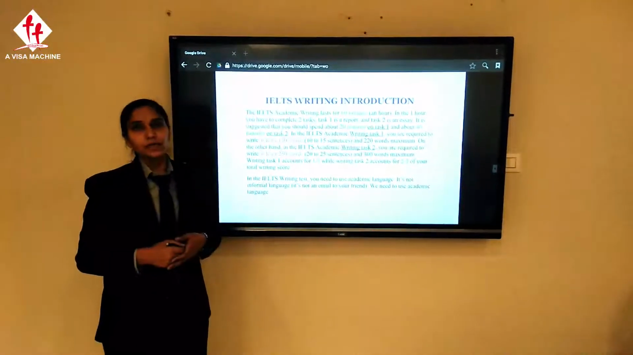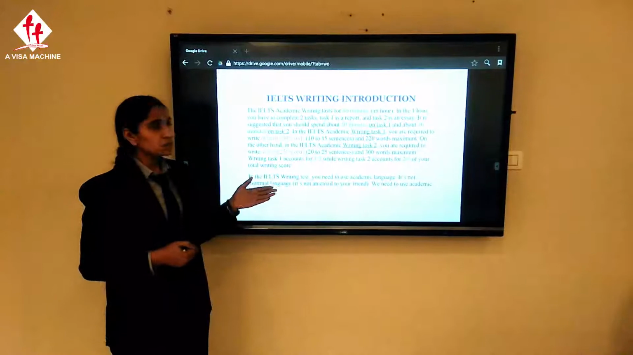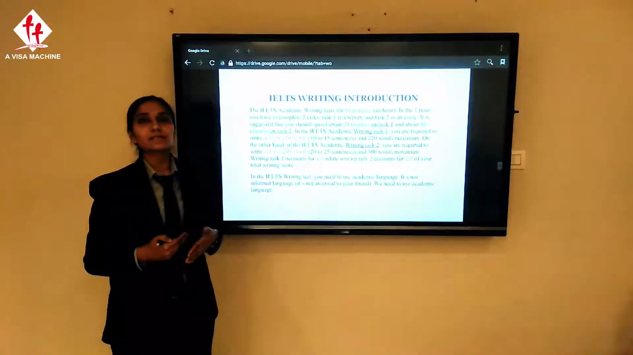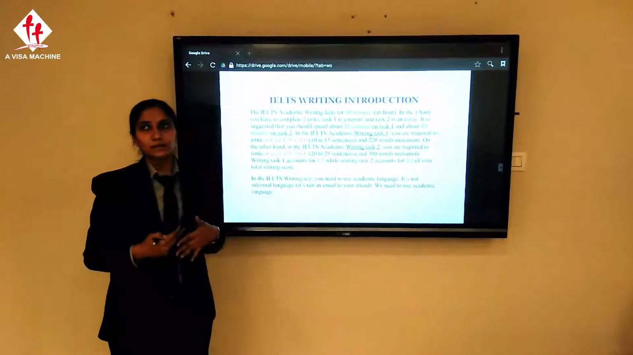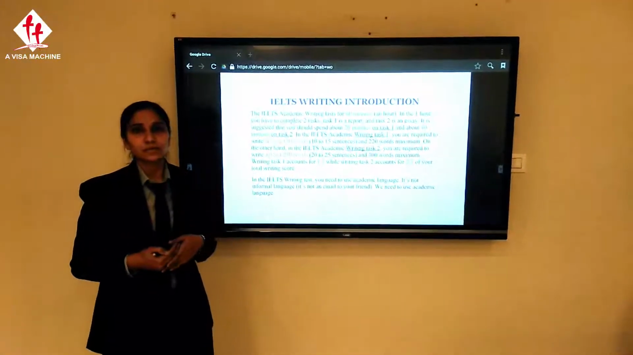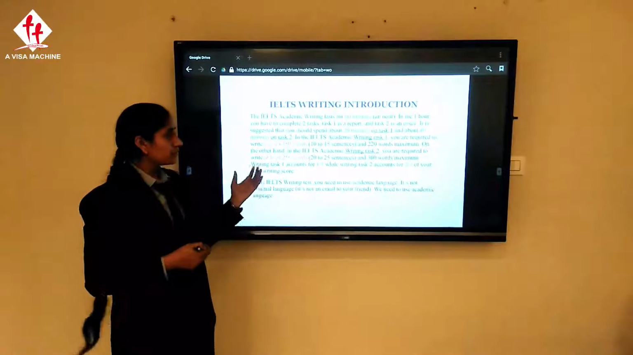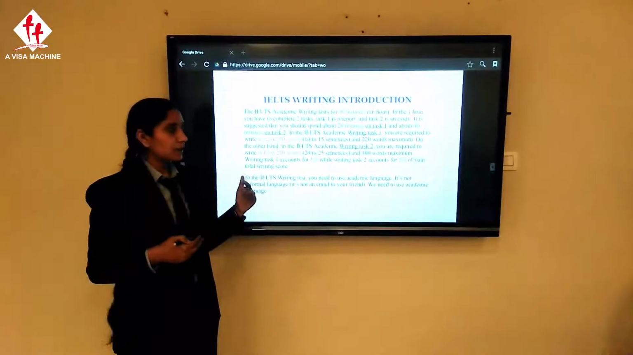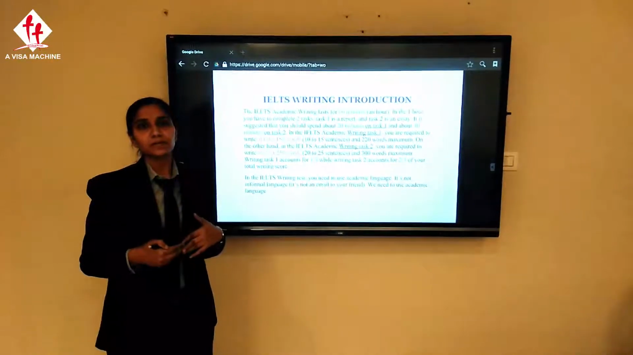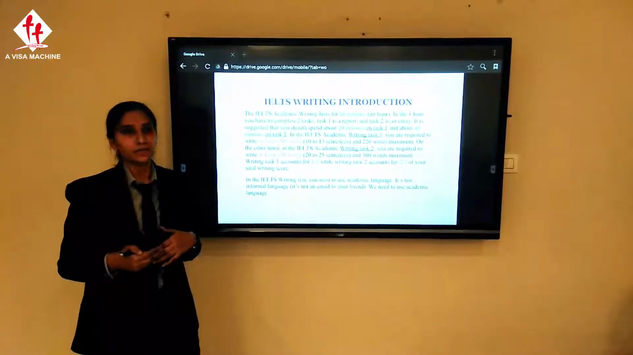Writing task 2 includes 2 out of the 3 marks, but writing task 1 includes 1 out of the 3. Students mainly have questions about up to what limit we can write. They have to spend only 20 minutes to write 150 words, and they can write up to 180 words.